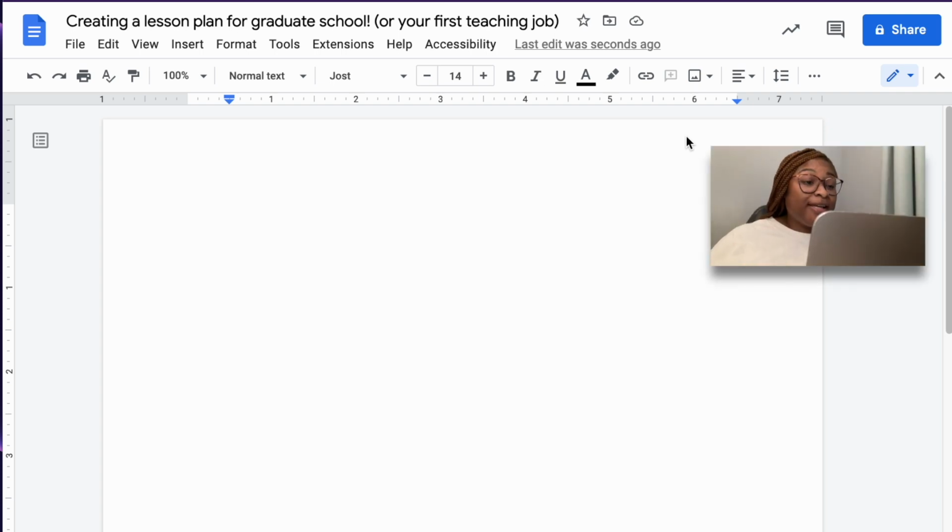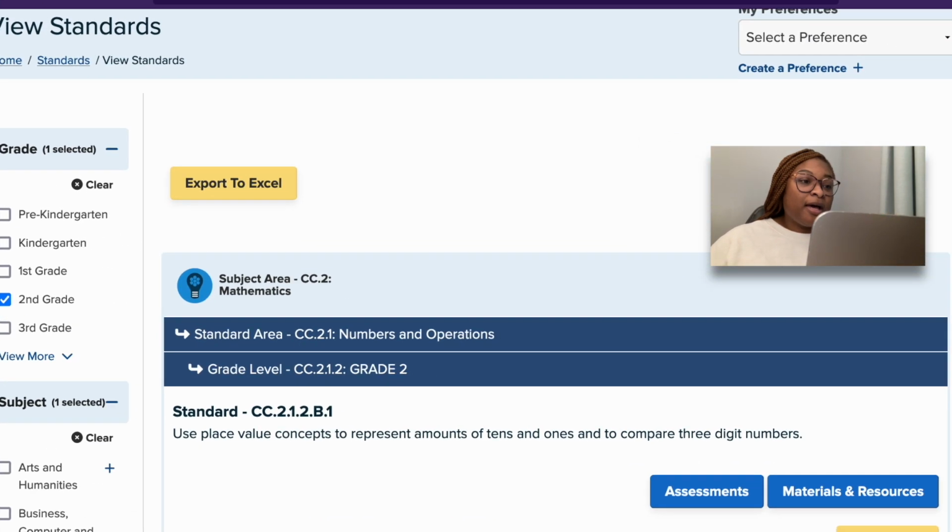All right, so getting started, I'm going to be looking here. That is my screen where I'm looking at my Google Doc. And then I'm also going to be looking to the left. That is where I have my Common Core standards at. So I'll just show you what I'm looking at.